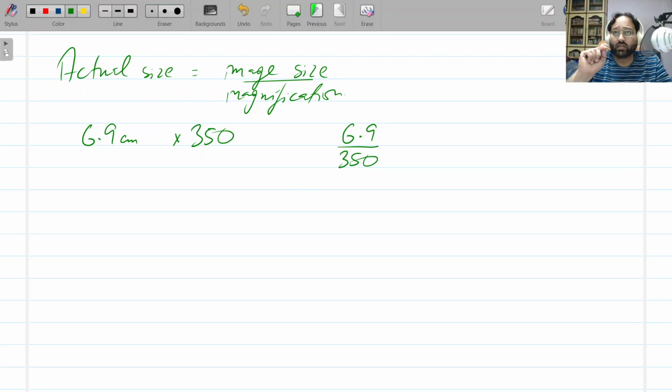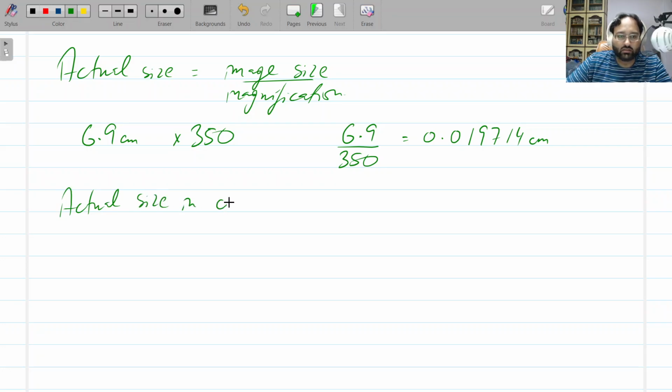This is the only part, I believe, in the entire biology syllabus where you need a calculator. So divide by 350, and that gives you 0.019714 centimeters. Now this is not our final answer. Then they ask you to give the actual size in micrometers.